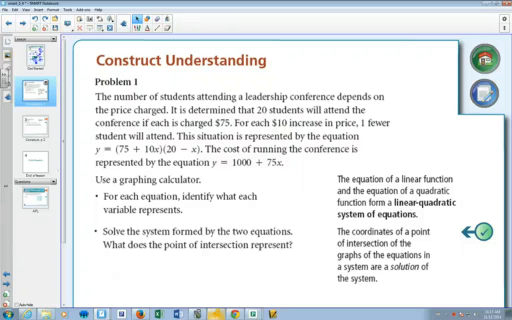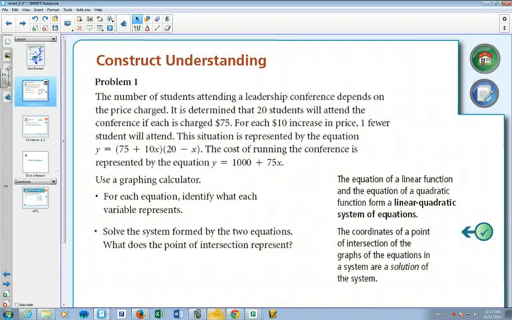Together. Then I'll give you time to work on the graphing calculator stuff. So here we have a number of students attending a conference. Depends on the price. Sounds like a max-min problem. Yeah. Doesn't this sound like a question from our last unit?